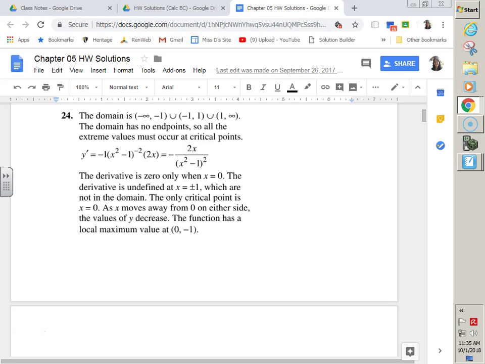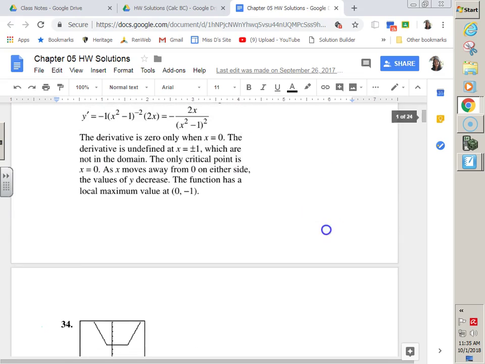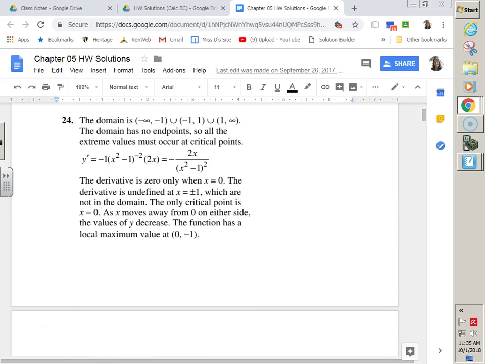They went ahead and talked about the increasing, decreasing behavior, so that would have been coming from a sign chart. They figured out there's a local max at 0, -1. Why is it only a local max? I think you end up going to infinity with one of the vertical asymptotes, so it couldn't be an absolute max. Does that make sense?